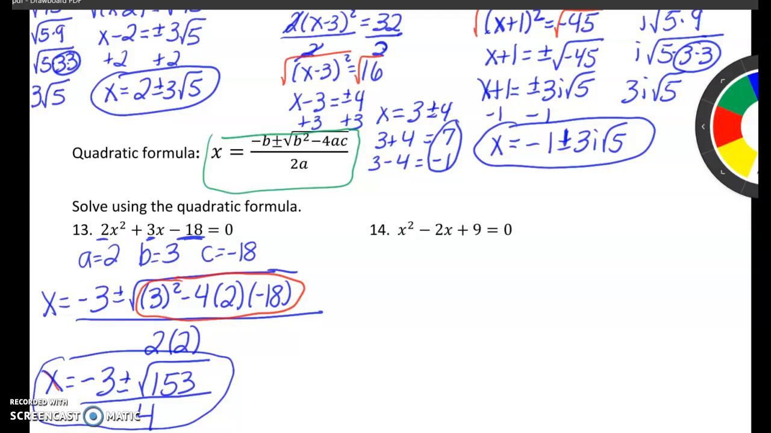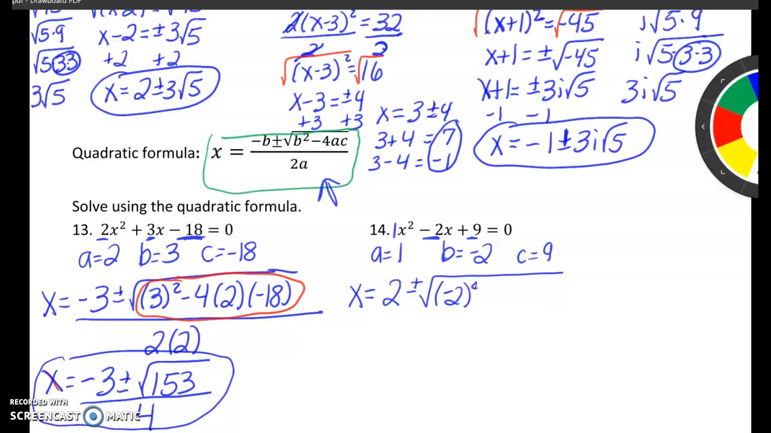So I'm first going to identify what A, B, and C are. So I know that A is 1, B is -2, and C is 9. I get that right here. This is the 1, there's the -2, and there's the 9. And I'm going to use the quadratic formula. So I'm going to have x equals, so a -2 for negative b would be +2 plus or minus the square root. So I'm going to plug in b of -2 squared, minus 4 times a, which is 1, times c, which is 9, all over 2 times a, which is 1.